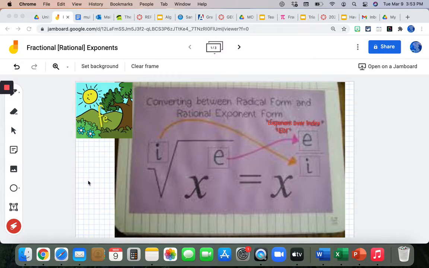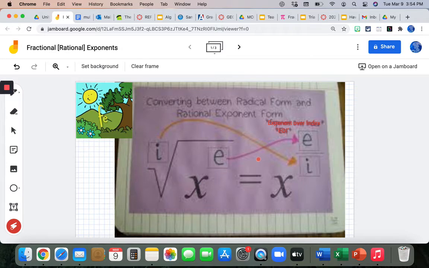I want to show you something that you're going to learn in the Algebra 2 class or higher math class. It is called fractional or rational exponents. It means the same thing. So here I'm showing you the formulas, and we are just using these letters: the letter I, the letter E, and the letter X. All of these letters are going to represent numbers.